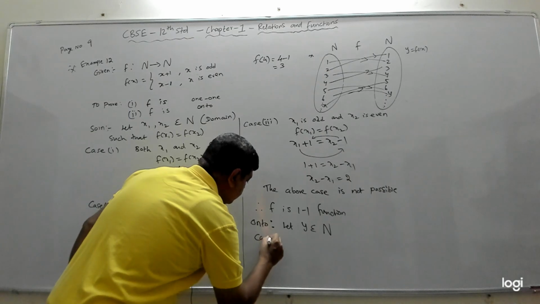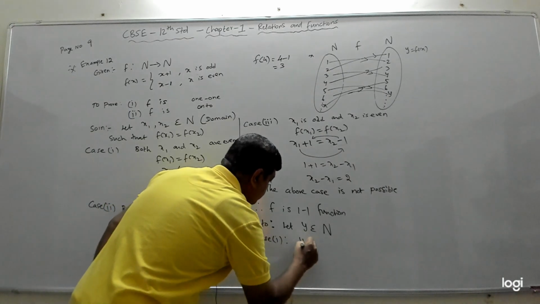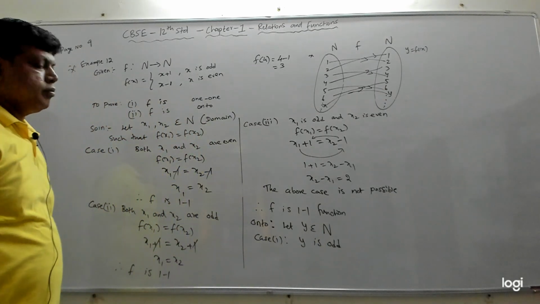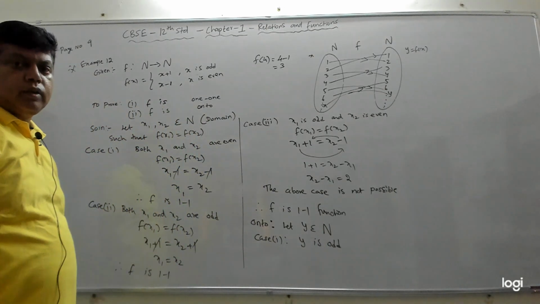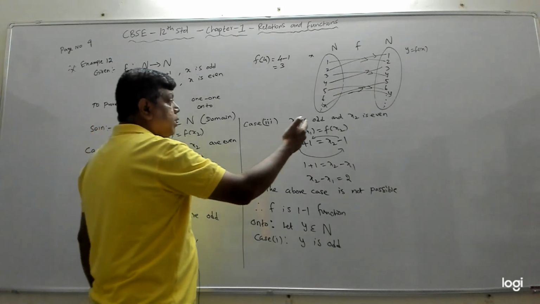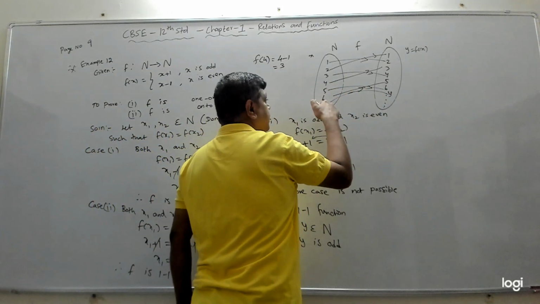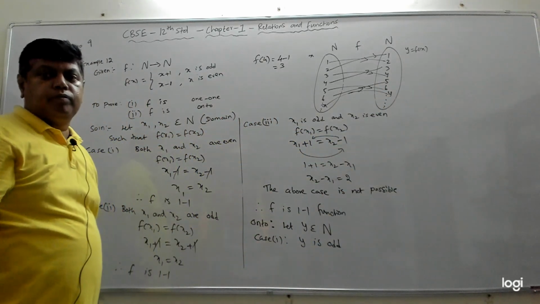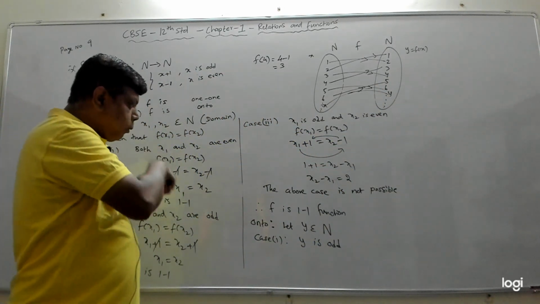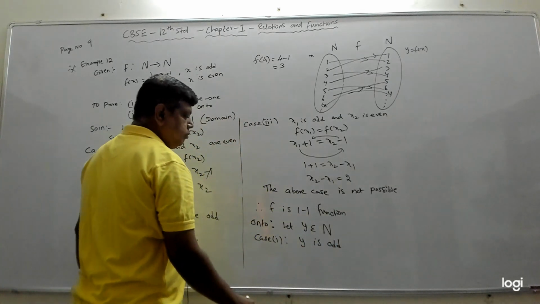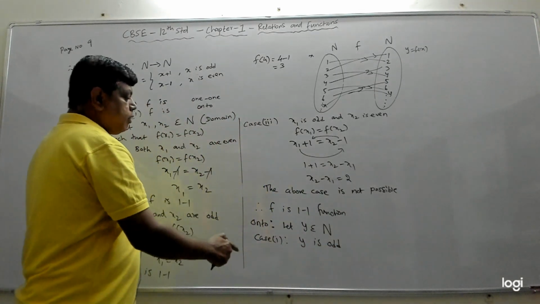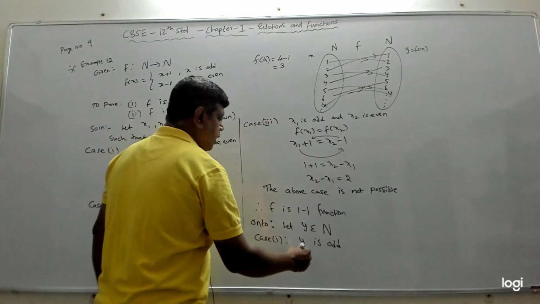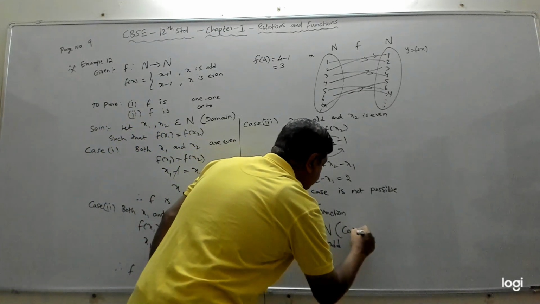Case 1 is y is odd. If y is an odd number, then for every odd number, are we able to find that element here such that f of that element is equal to that odd number y? So y is odd. Y belongs to n, and this n is codomain.